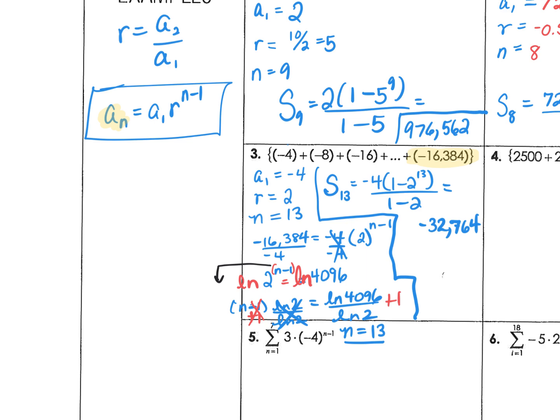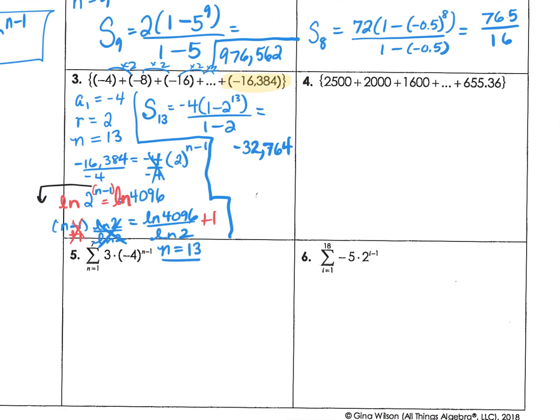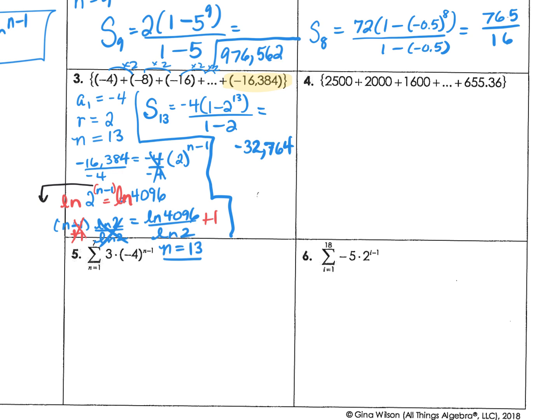Now remember what I said, if you get stuck, just multiply by that number until you get all the way up to that number, right? But you work number four just like you work number three with different numbers, okay? It's the same process.